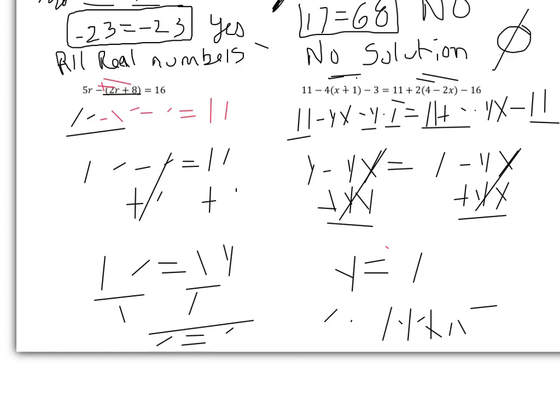And that is what we're looking for there. Now if it was 4 equals 4, it would be all real numbers, and that's the distinction between those. So hope that worked out and you learned something there.